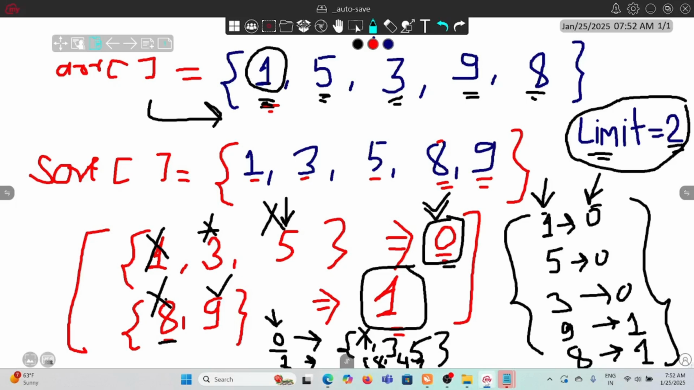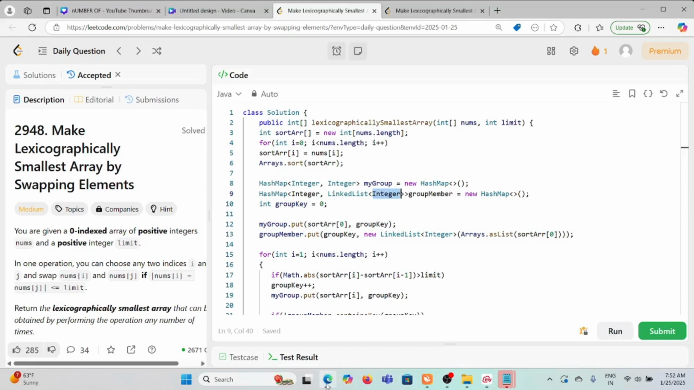This is the same one, like here this guy 0 is the group ID and this is the list of it. So for that reason I have created it. I'm calling it group member. So for every group ID we have a list of the numbers. So these two hash maps we would be using. Initially the group ID would be 0, right?